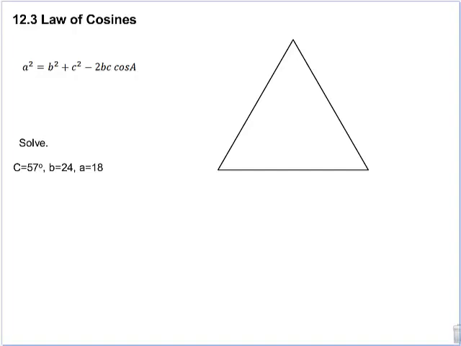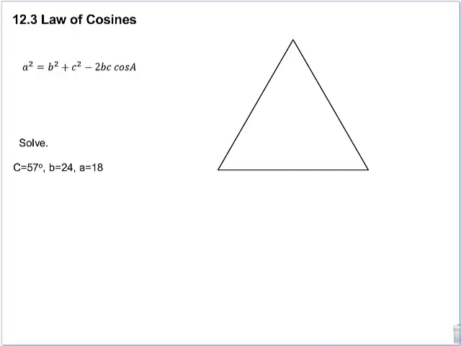Law of cosines allows us to know an angle, but you don't need to know the side opposite of it. You can know the other two sides. Okay? Or you can just know the three sides and then be able to find the angles. So law of cosines is going to allow us to solve for the rest of the triangle if we don't know the angle and the side opposite of it. And here's our formula for law of cosines.